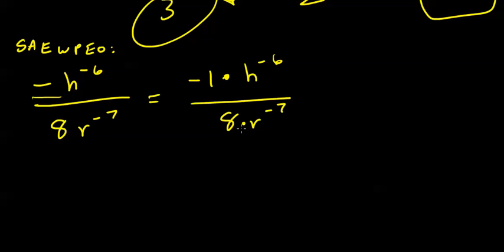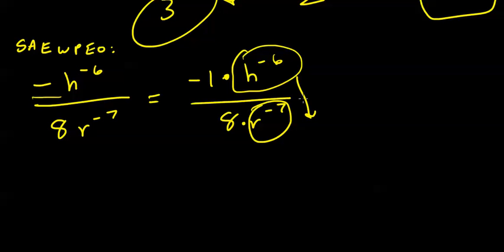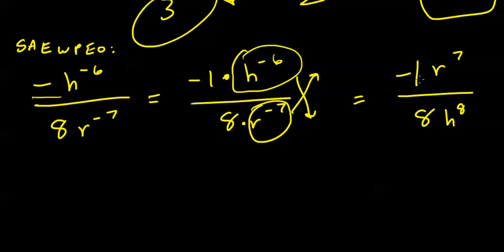Of course I'm going to want to deal with these exponents first, then deal with the multiplication later. The long and short of it is the minus 1 stays upstairs and the positive 8 stays downstairs, but these variable expressions will swap from numerator to denominator as indicated. So r to the minus 7th comes upstairs as r to the positive 7th.